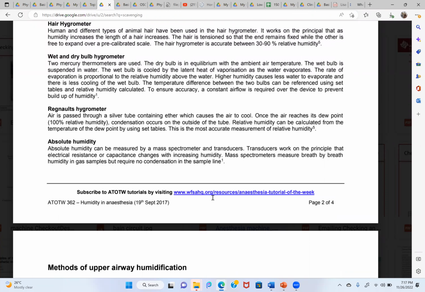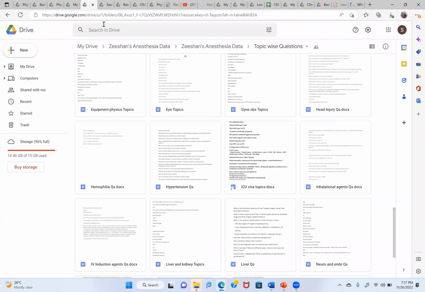Regnault's hygrometer. Air is passed through a silver tube containing ether, which causes the air to cool. Once the air reaches its dew point, yes, dew point. I had read it here somewhere. I will explain to you.